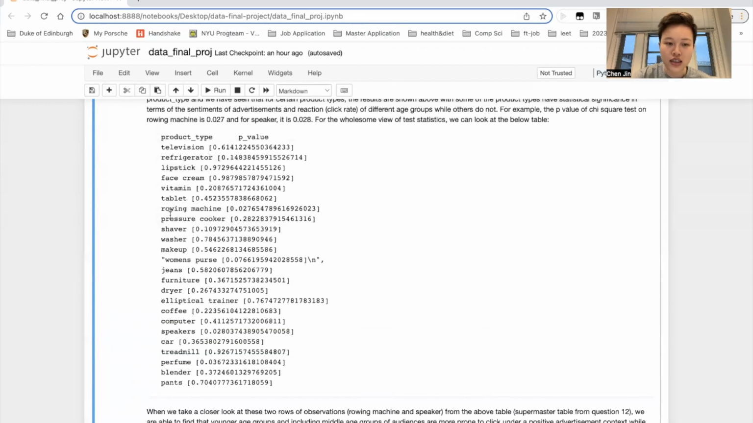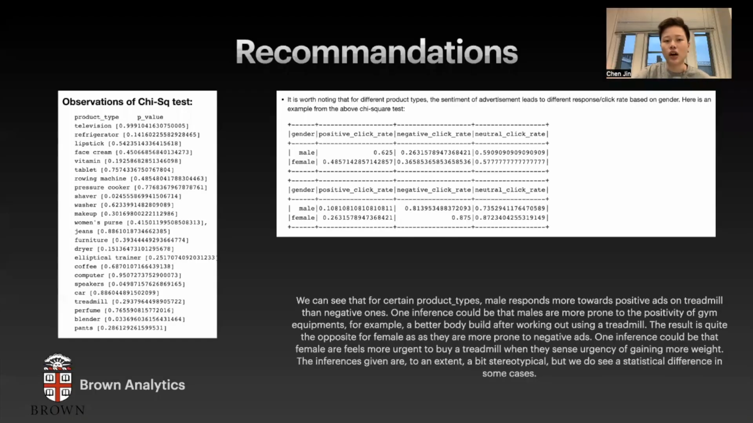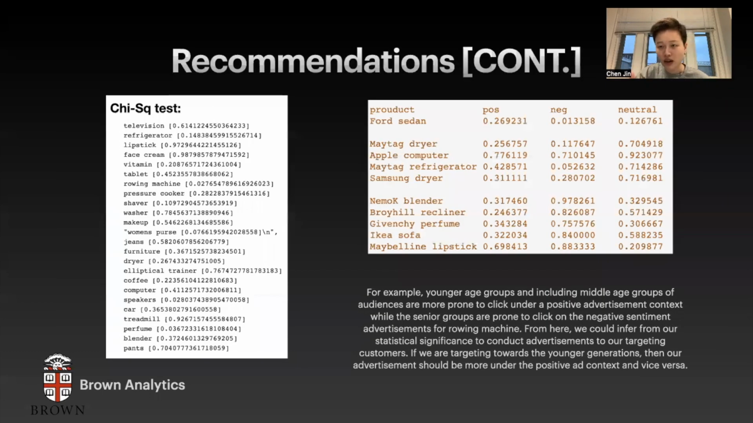So this is our statistic for age group, and some recommendations that we have here are these tables that we saw earlier in the Jupyter notebook. For some of these we could see that with the male and female reactions to different sentiments of the advertisements, we could target differently. And also for different age groups, we could target differently, let's say like for rowing machines, which is like gym equipments, right? The younger age groups and also the middle age groups are prone to click more under a positive advertising context, rather than senior groups, which respond more and click more in terms of negative sentiment advertisements for rowing machines.